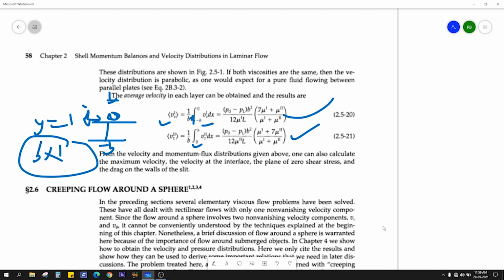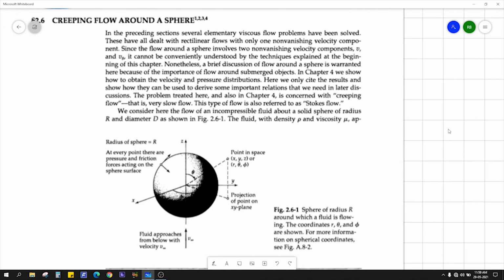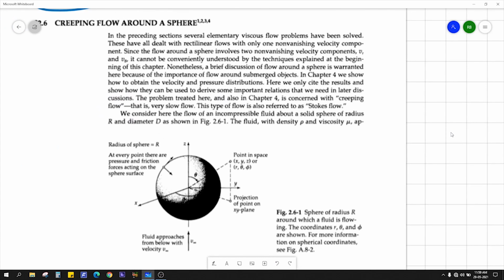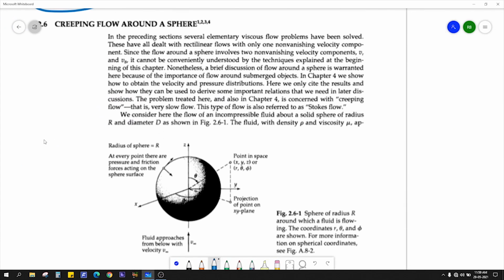Next, we have creeping flow around a sphere. You have a sphere and fluid is flowing around this sphere. So how to solve this problem? You have to solve this problem in spherical coordinates. You can solve with the momentum shell balance also, but it will be very easy if you use the equation of change.